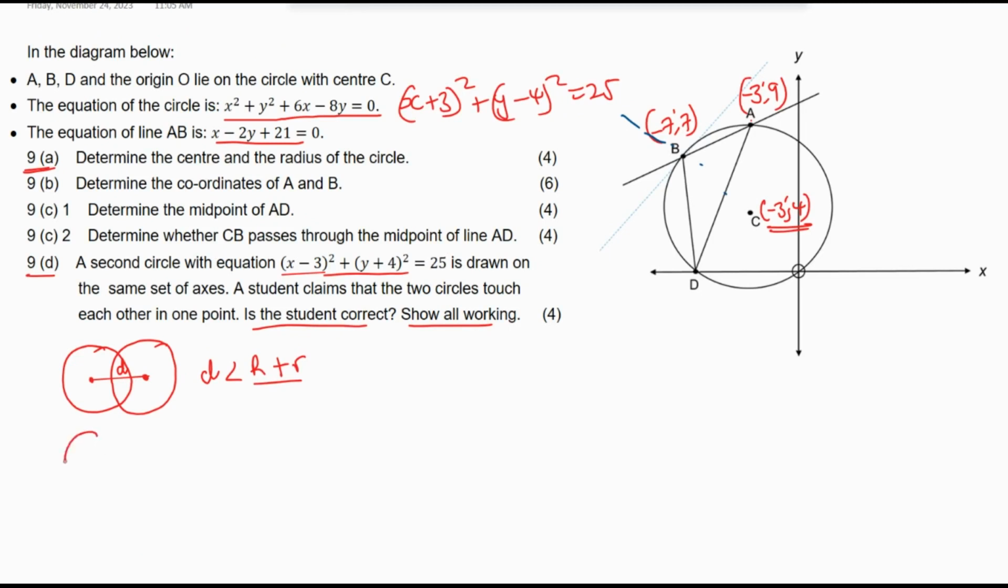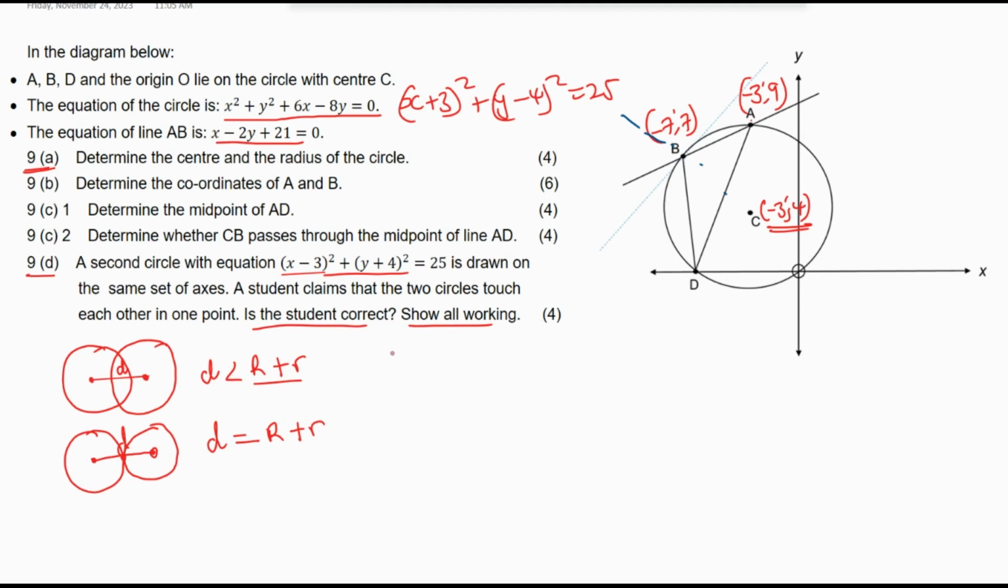Then situation 2, let's say the circles just touch each other at 1 point. So we have circle 1 there with center 1 and then center 2. When they touch each other at 1 point like this, then the distance D between the two centers is equal to the sum of the two radii. Radius of circle 1 plus radius of circle 2.